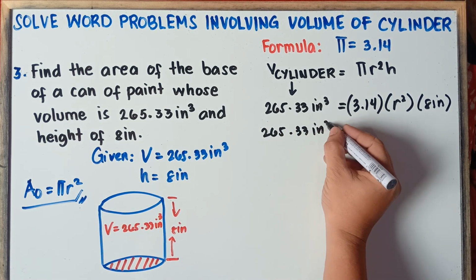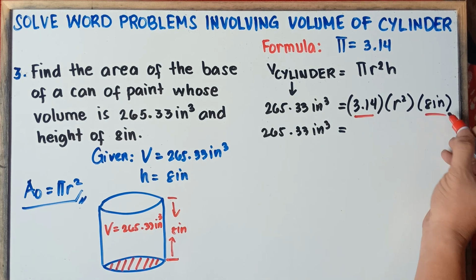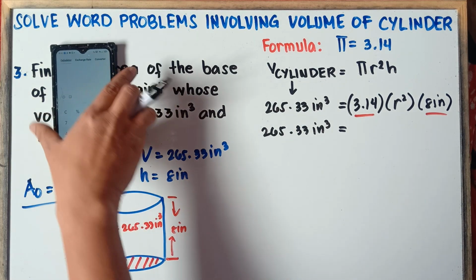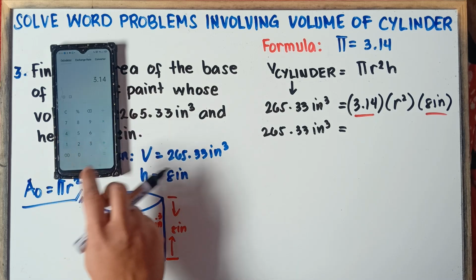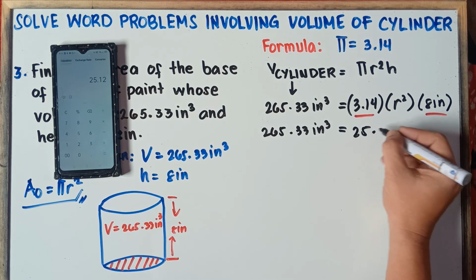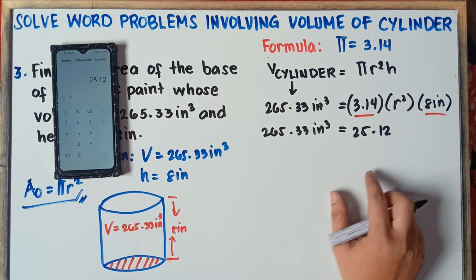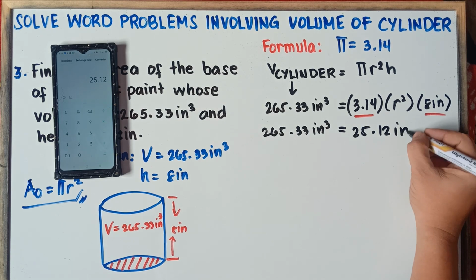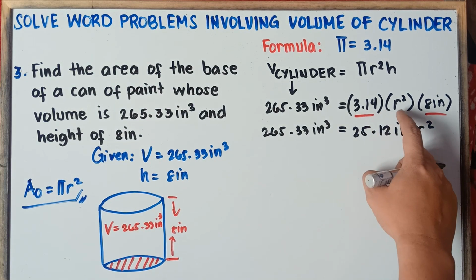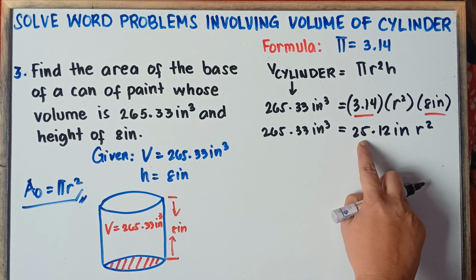So 265.33 cubic inches equals, you multiply the numbers, class, 3.14 times 8 inches. You can use your calculator. 3.14 times 8, the answer is 25.12. Do not forget, class, the units: the answer is 25.12 inches. And then simply copy r squared. So 3.14 r squared times 8 inches is 25.12 inches r squared.